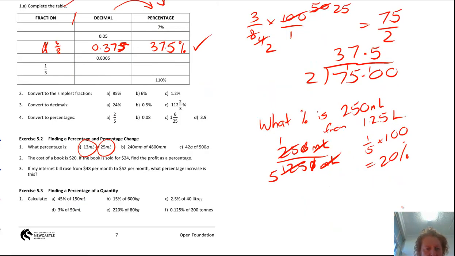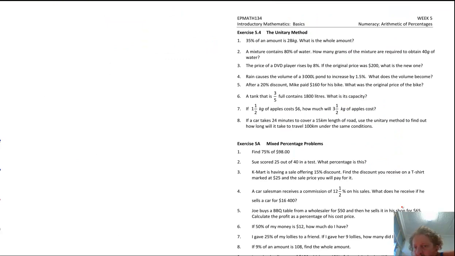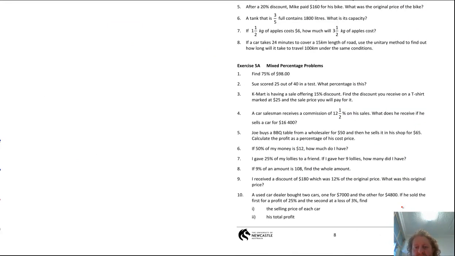Percentage of quantity, again, that's just finding a percent times, remember, of is times. The unitary method, well, we just did a good bit of that and some mixed stuff, just to have you wondering, is this finding the original value or the new value?